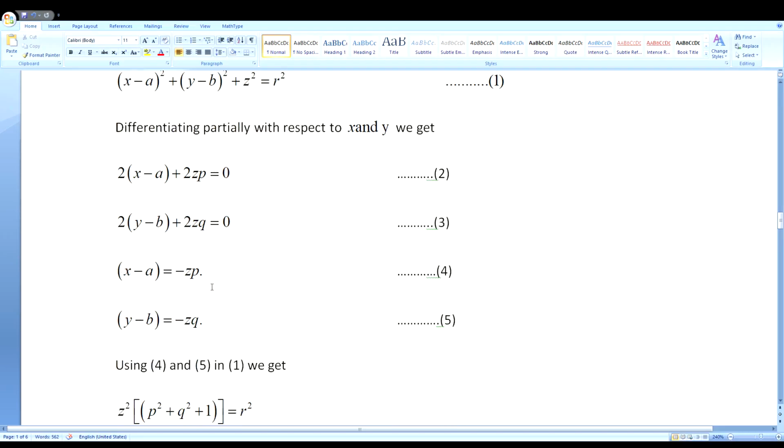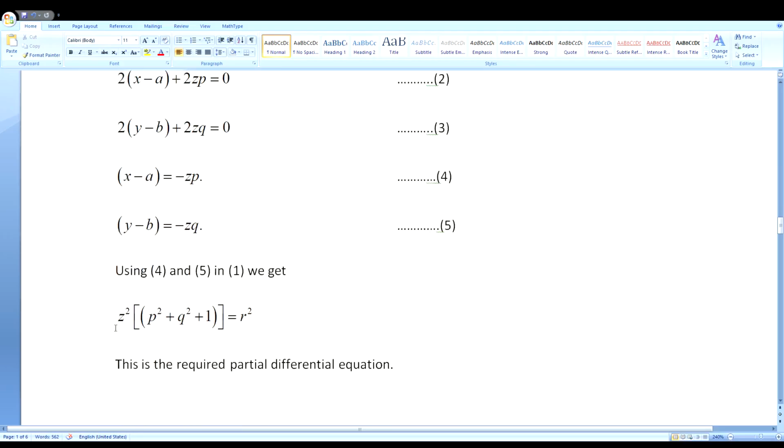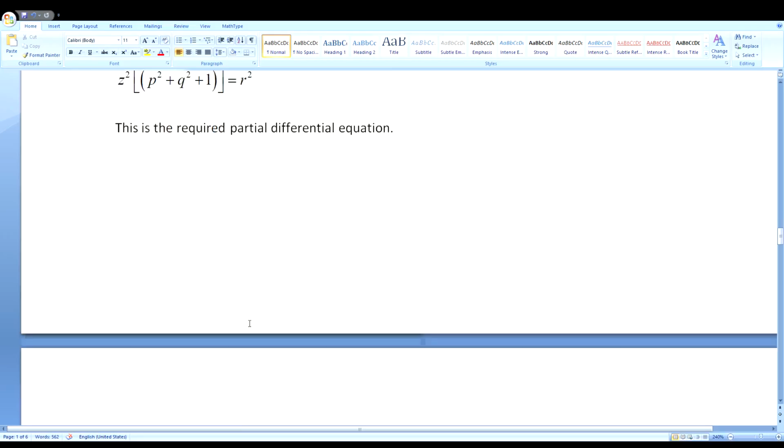Now squaring this, we get (x minus a) whole square is z square p square. Similarly squaring the other, we get (y minus b) whole square is z square q square. So adding these two, we get z square into (p square plus q square) plus z square equal to r square. That is z square into (p square plus q square plus 1) equal to r square. This is the required partial differential equation.